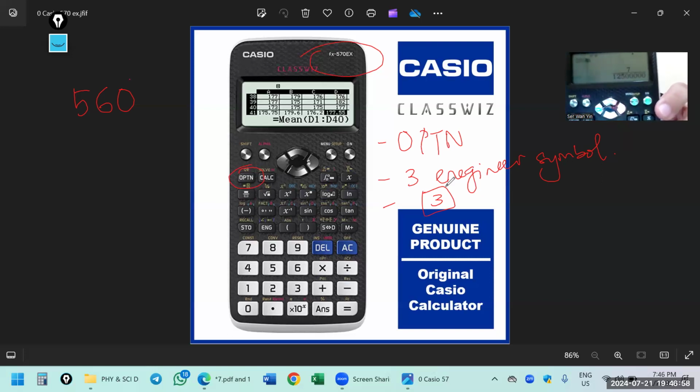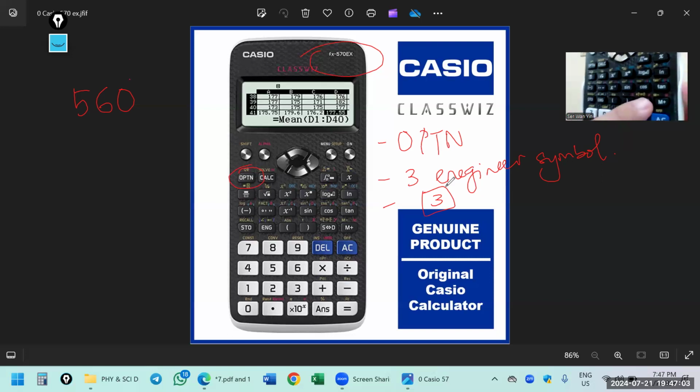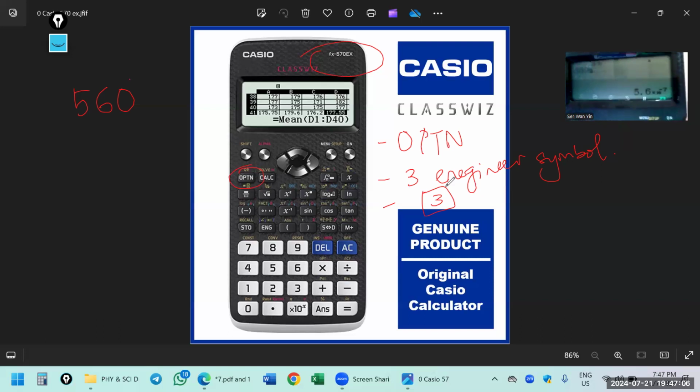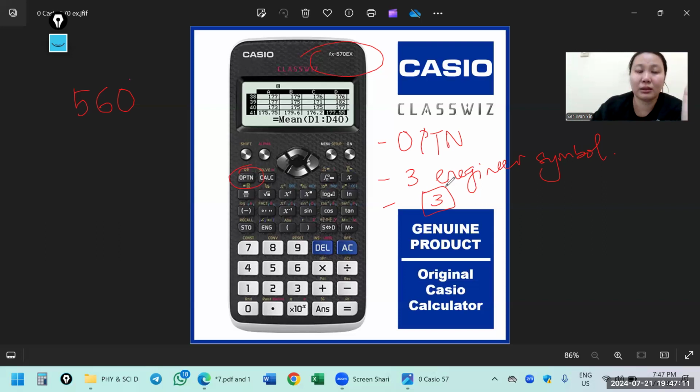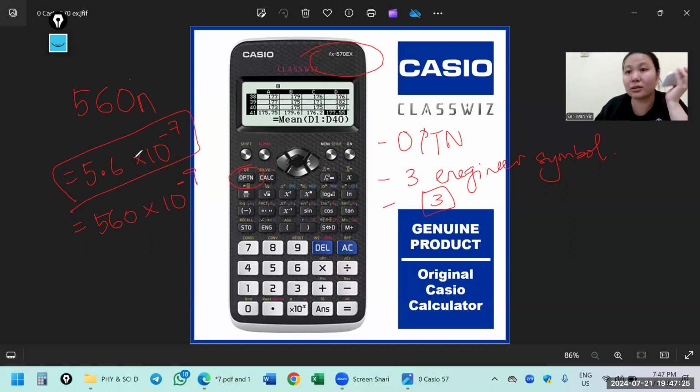If you want to change to decimal, I believe all of you know how to press this. So you get 5.6 times 10 powers of negative 7. So nano is 10 powers of negative 9, 560 times 10 powers of negative 9. If you can memorize it, also good. So the calculator will help you change into standard form. Up to you.